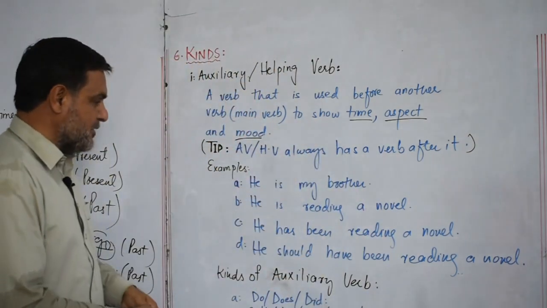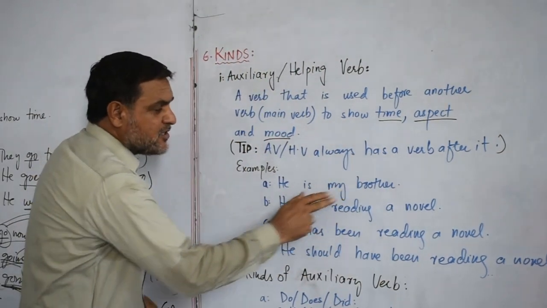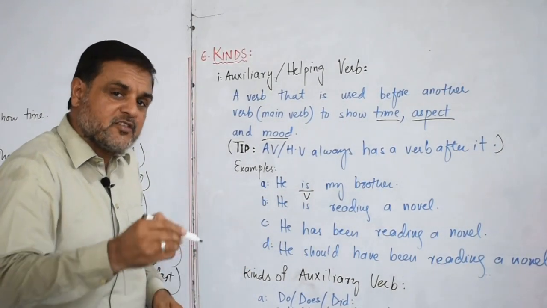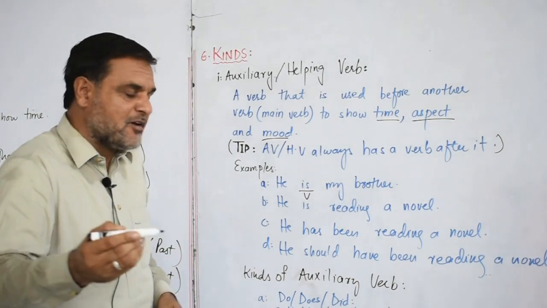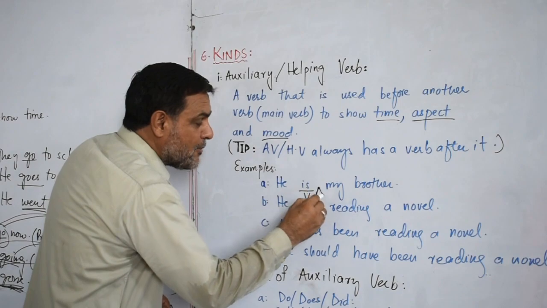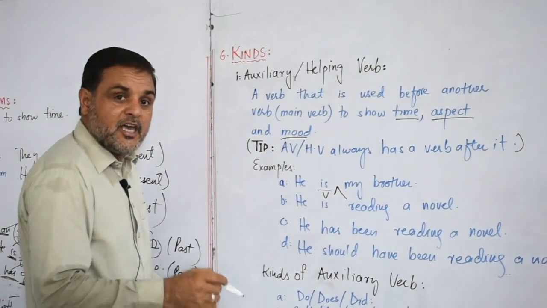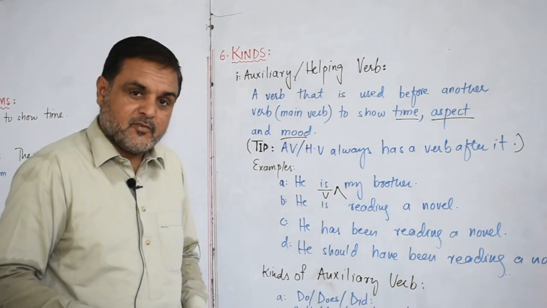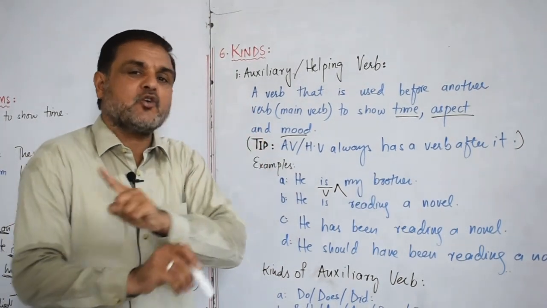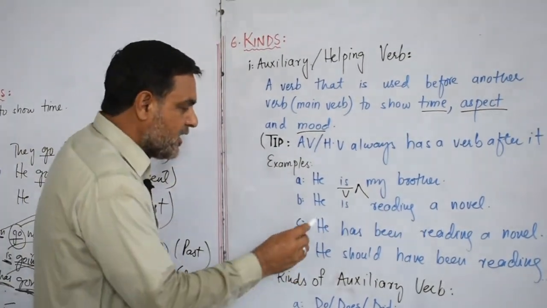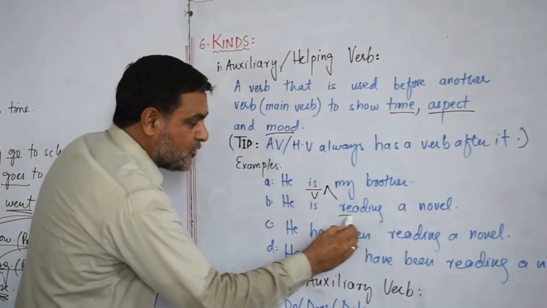Here are some examples. You know, he is my brother. "Is" is a verb. But is it an auxiliary verb? Is it a helping verb? No. You know why? Because there is no verb after it. "Is" is the only verb used in the sentence, he is my brother. Because "is" is the only verb, you can never call it as helping verb. Then what is it? We are going to talk about that. He is reading a novel. Now there are two verbs.